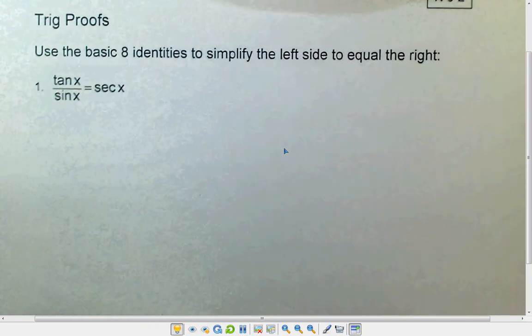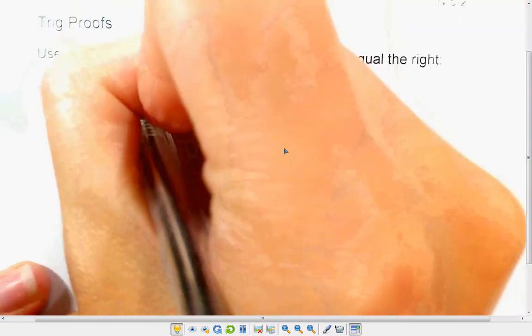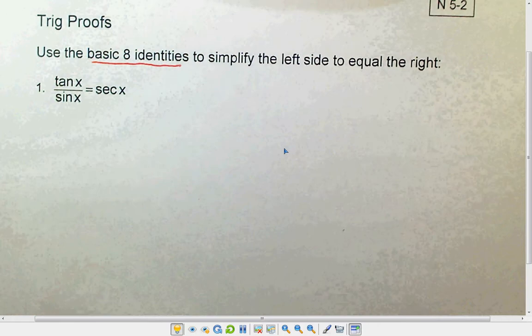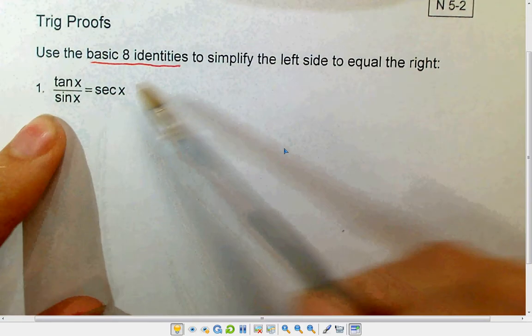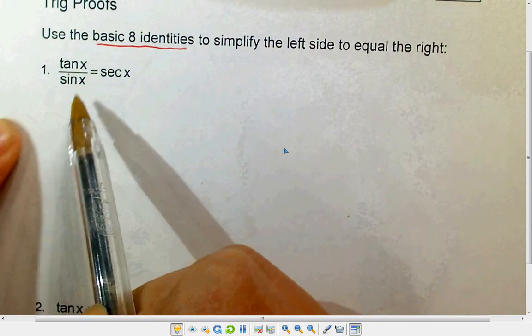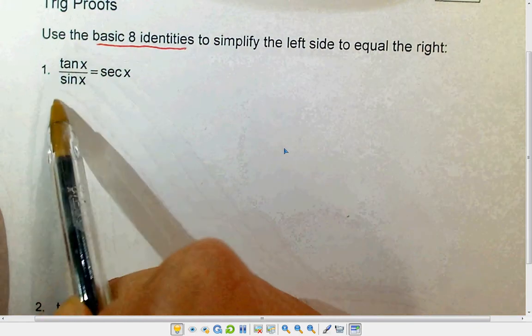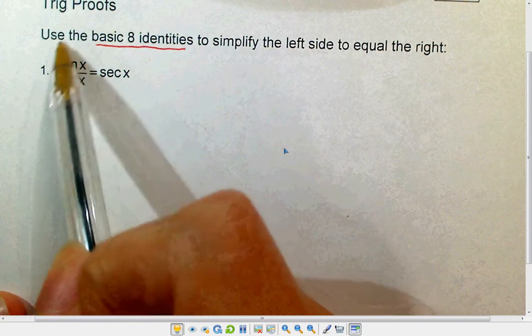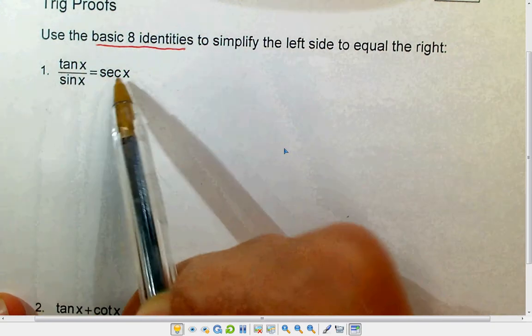So for our next lesson, we are still going to be using the same basic 8 identities, but now we are given an equation, and we are trying to simplify the left side so that it's equal to the right. So right now we're starting off with this equation, tangent x divided by sine x, and we're going to try to plug things in and simplify to make this equal to secant x.